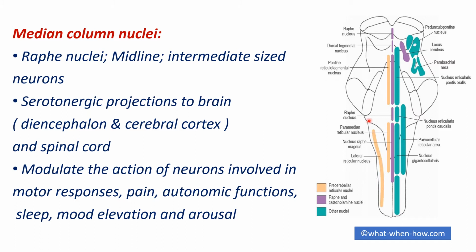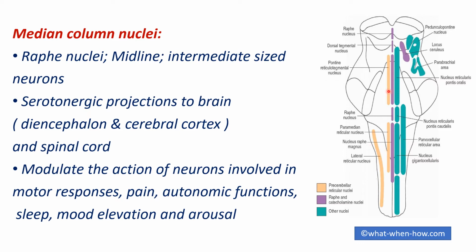So let's discuss here the median column nuclei. The median column nuclei are also called raphe nuclei. Why are they called raphe nuclei? Because raphe means a line or a ridge that separates two symmetrical parts of your body. So here we are using it for a collection of nuclei which are clustered around the midline. Their size is intermediate between the medial and the lateral nuclei.